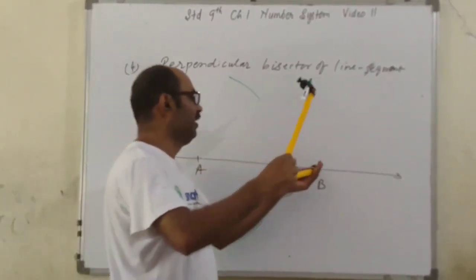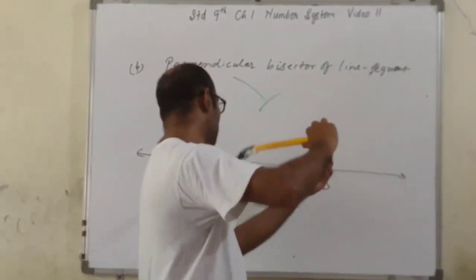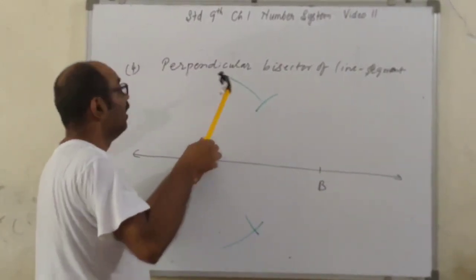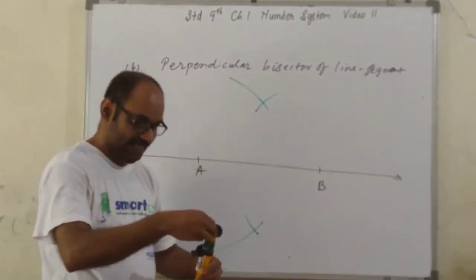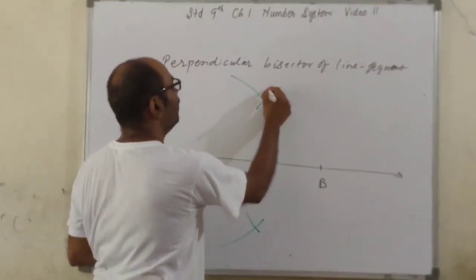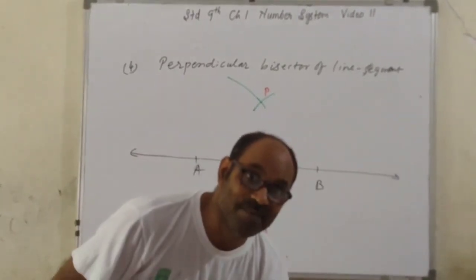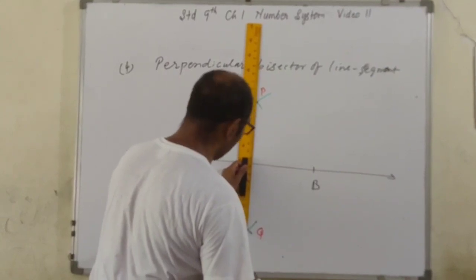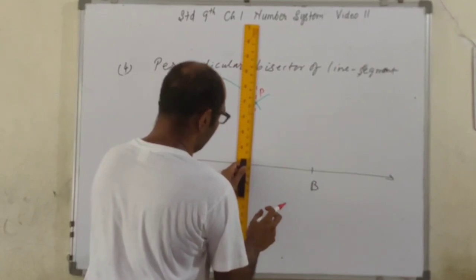Then take point B as the center, the other end point, and draw that circle. My God, I missed. So I'll have to draw this again. Alright. Now this point of intersection, let's say this point is P, this point is Q. Draw a line passing through these 2 points P and Q. I won't draw a bold line, I'm just drawing a dotted line.